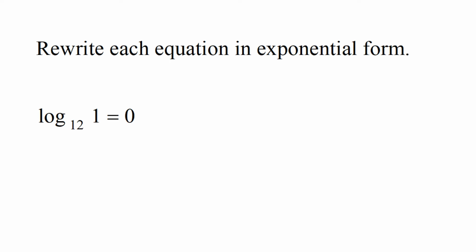This is the easiest one, but the most commonly missed. Again, it is still the same process. We identify the base, which is 12. We're going to go down and around, so just like that. So this would be 12 to the 0 power equals 1.